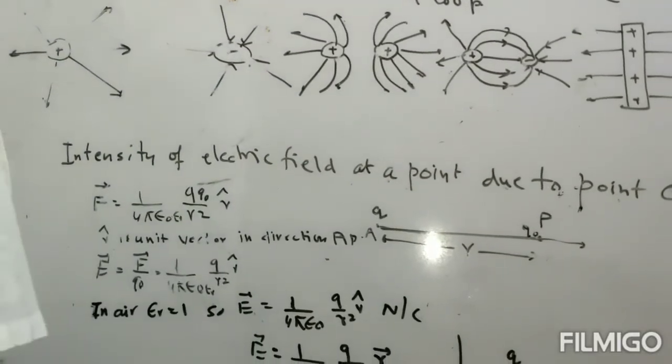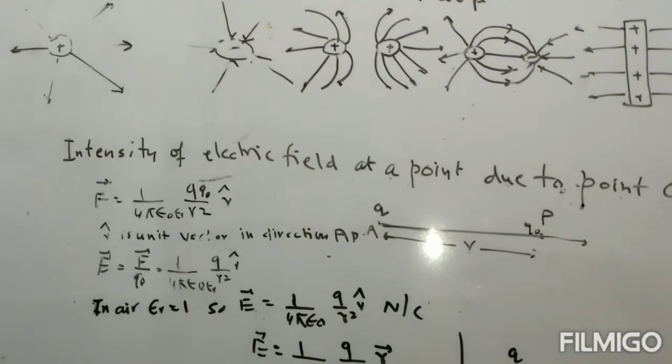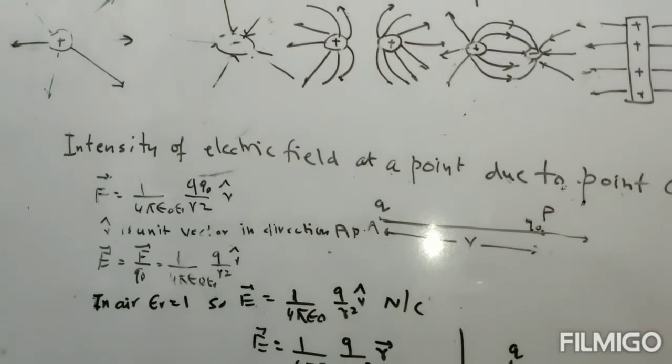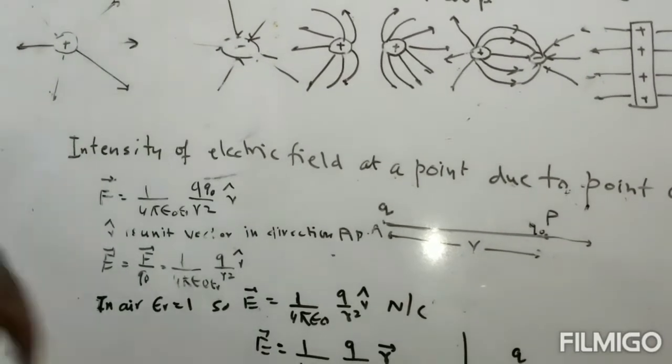Now we want to find the electrical field intensity due to a point charge on the axis.